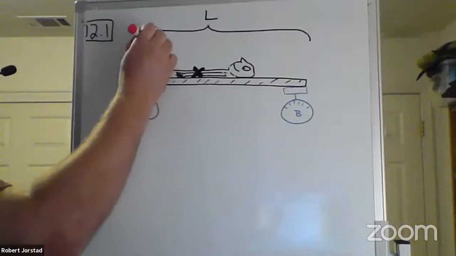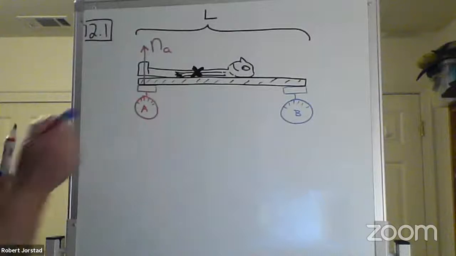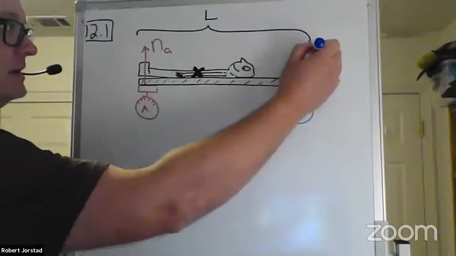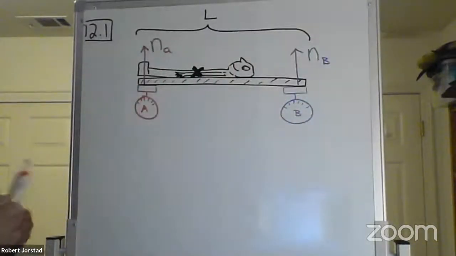Now, this scale on this end is pushing upwards with NA, meaning some normal force. The other scale is pushing up with some size NB. Maybe they're the same, maybe they're different, who knows?